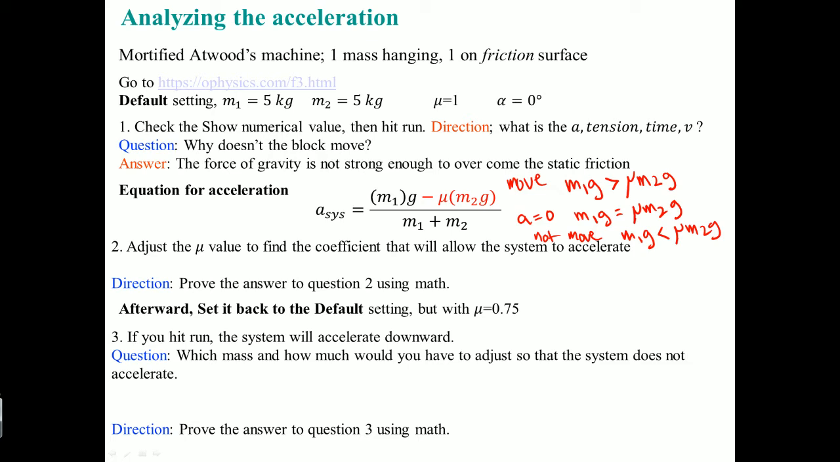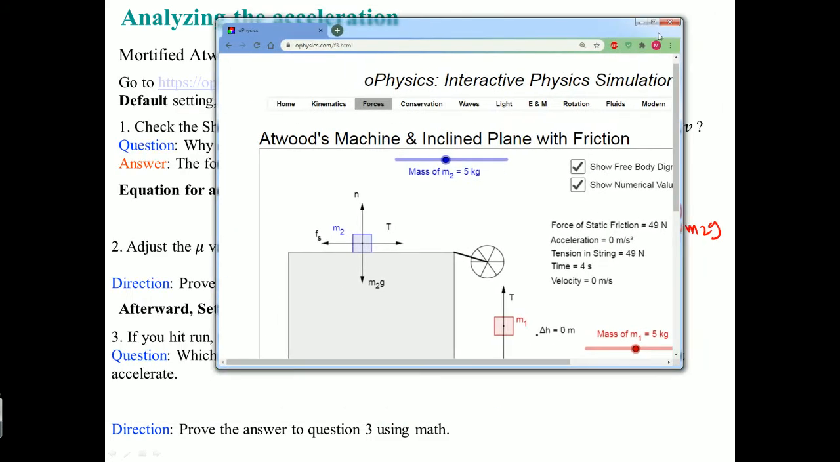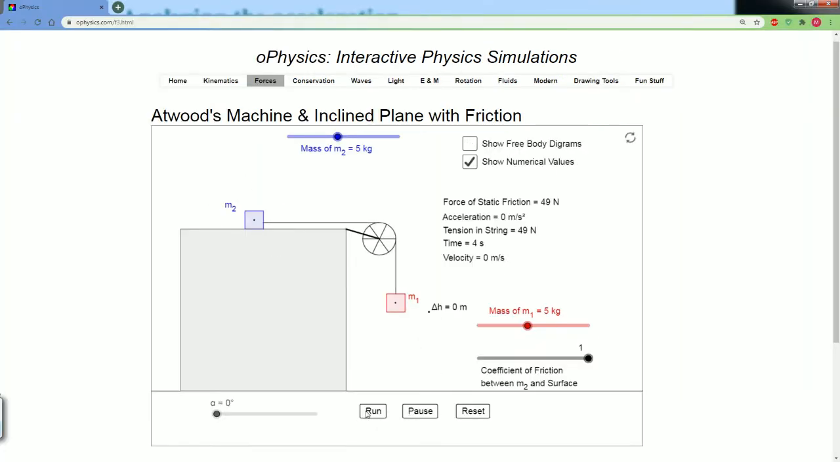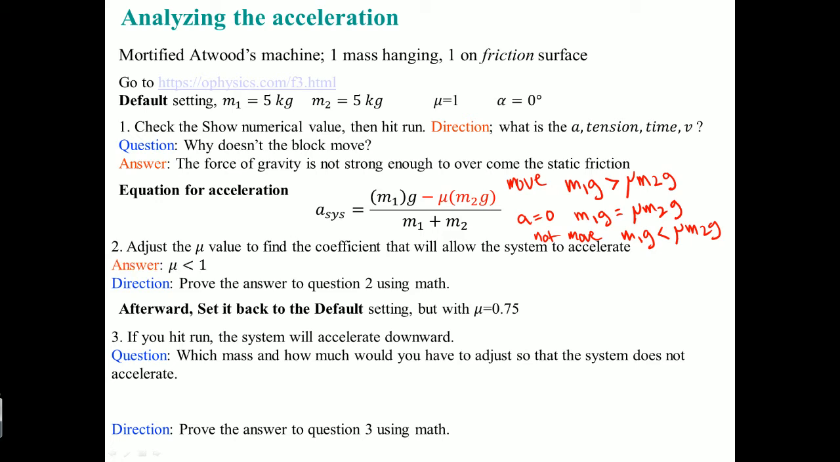Now we want to adjust the value of mu to find the coefficient that will allow the system to accelerate. So let's take a look. We saw here it won't move. What if we just decrease it? Wow, if we decrease it to less than 1, look. At 0.99, there's an acceleration. It's slow, but there is an acceleration. You see how it's moving? As I decrease it more and run, there's more acceleration. So we would say the answer is mu is less than 1.